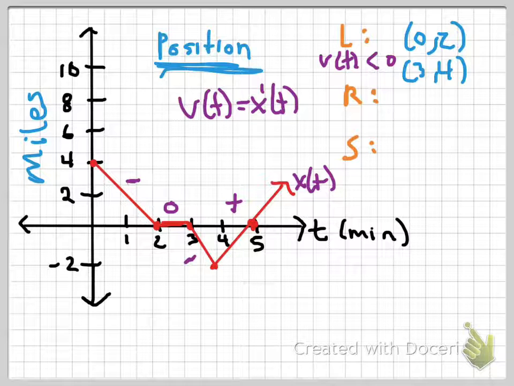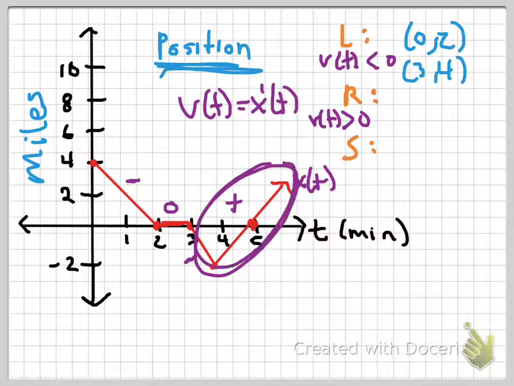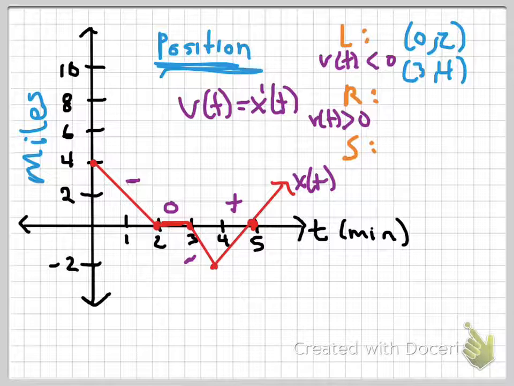Alright, so the next question, when's the object moving to the right? Well, that's going to be when velocity is greater than 0, positive, and we really only had positive velocity on this last portion here. So we're going to say that the positive velocity is occurring from 4 minutes to infinity. It never stops according to the arrow. 4 to infinity.